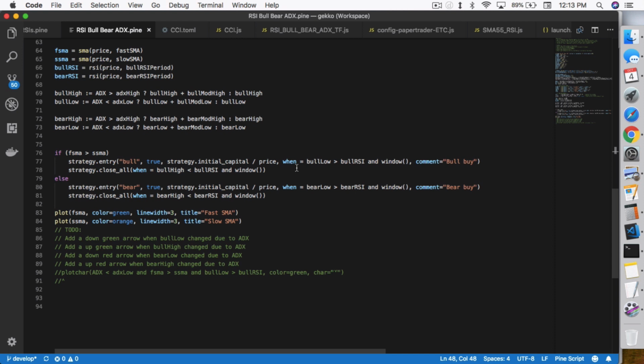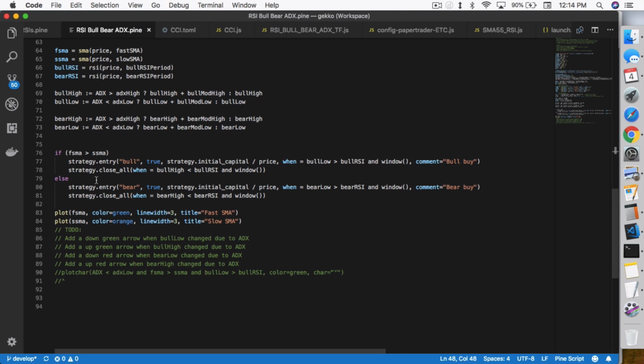On the when, it's basically a buy when the bull low is greater than the bull RSI and window. The bull low is 50 by default, but it could be modified by the ADX. So depending on whether or not it's modified, it might be a little bit different. But if the bull low is greater than the bull RSI and it's within the window time frame that we're backtesting, then it will create a long position. And then on the comment section, basically it said bull buy. This is what you see on the actual strategy on the chart.